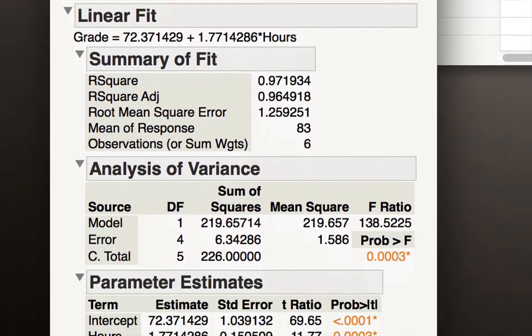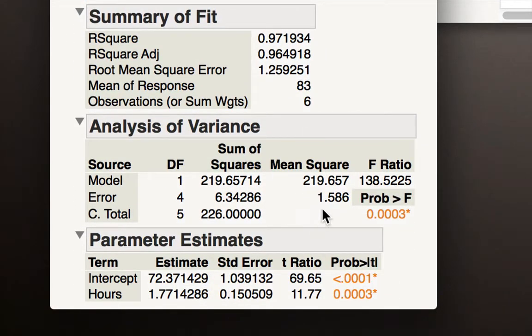Now let's look down a little bit further. We have the analysis of variance table, and in this case, the analysis of variance table is reporting the p-value for testing the slope in this model. Now I want you to notice the different sources here. The source of model has 1 degree of freedom. That 1 degree of freedom is the slope in the model. And the model, or the sums of squares regression, is reported right here at 219.65. Now, the mean square for regression, 219.657. Notice that this is the same as the sums of squares since we only have 1 degree of freedom.